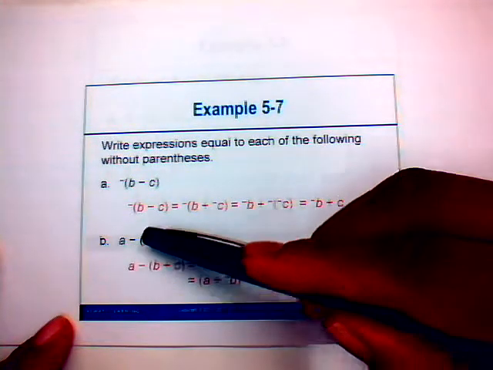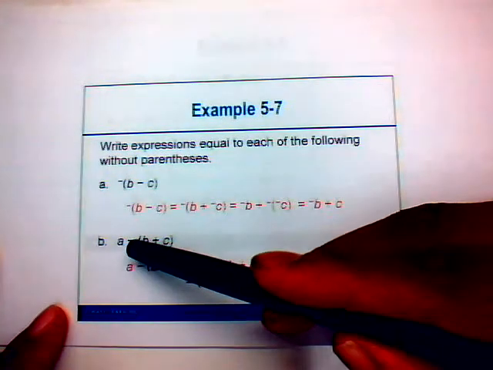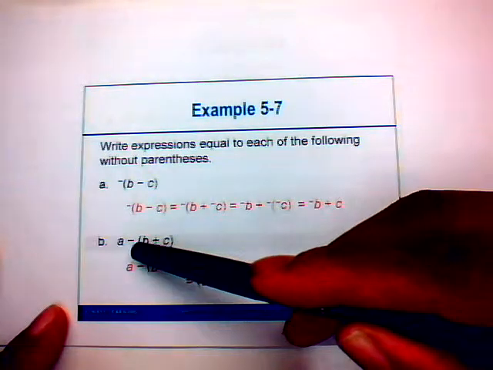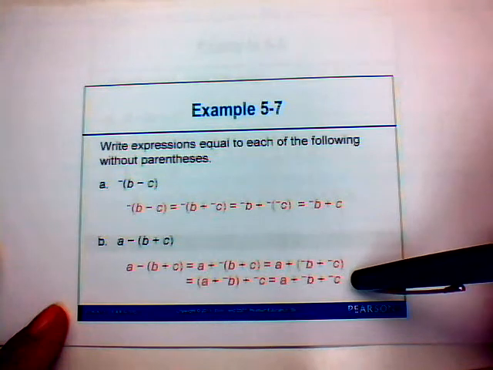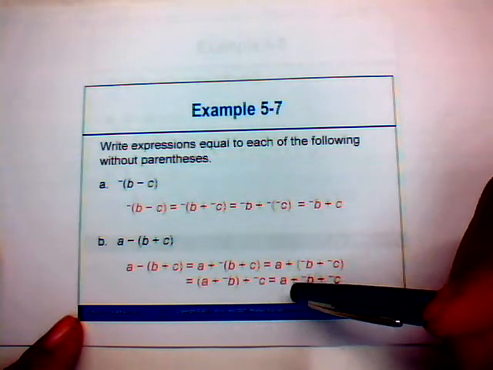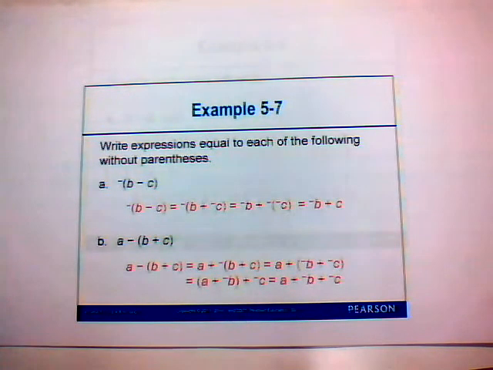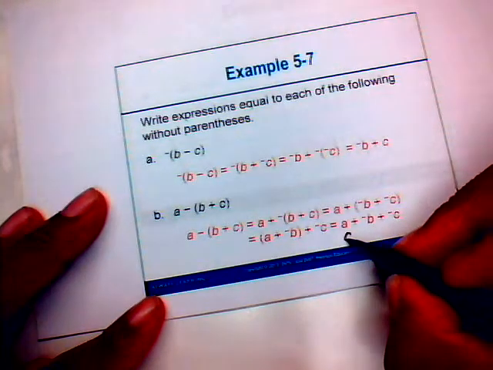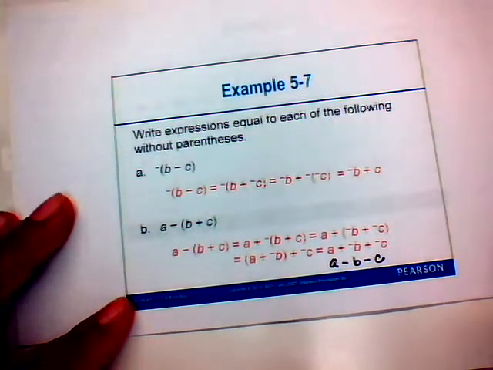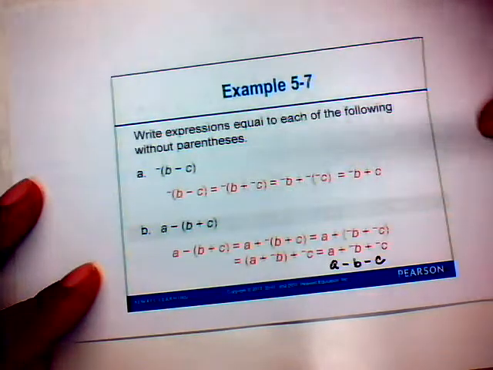And then a minus, and in parentheses b plus c. In this case here, this minus sign will make the positive b negative b, and then the minus sign will make the plus c a minus c. Negative c. Here they wrote this as a plus negative b plus negative c. Another way you could write this is a minus b minus c. That's another way you can write this.